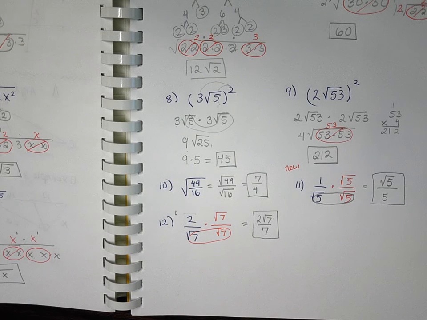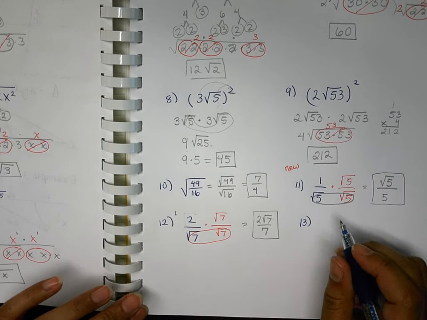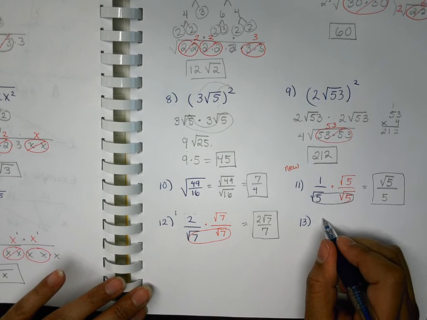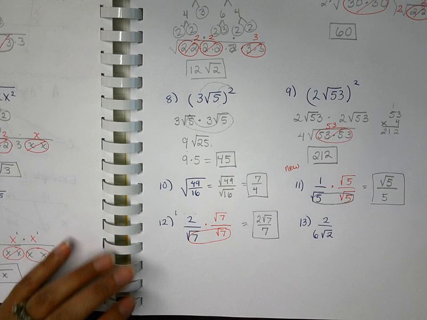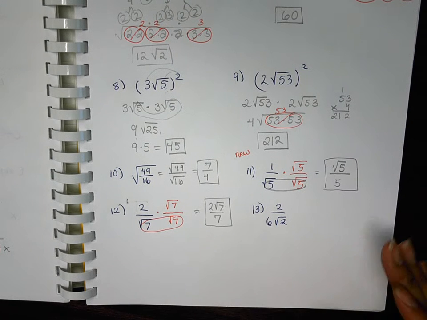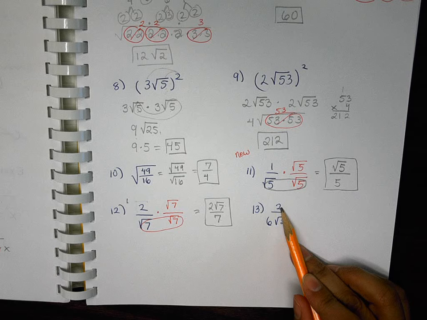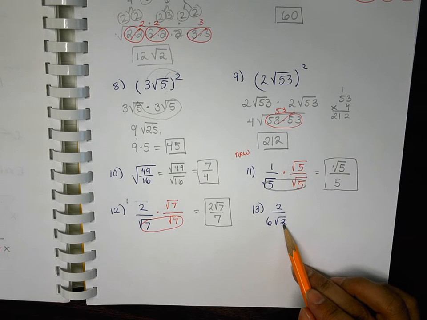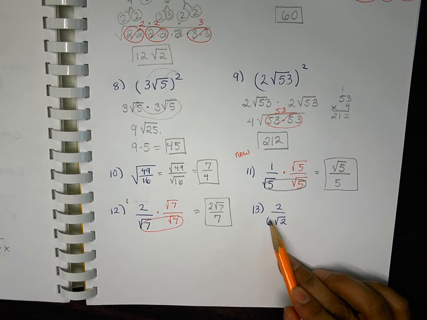All right, let's try another one. Number 13. 2 over 6 root 2. All right, a few things that kids mess up on here. First, can I reduce these 2's here? No, you cannot. Why? Because this is a radical, this is not. The same reason she gave earlier. Could I reduce the 2 and the 6? Yes. Why? Because neither one of those are in radicals.